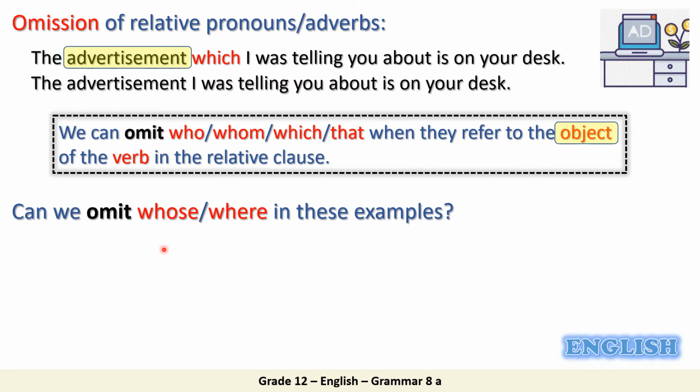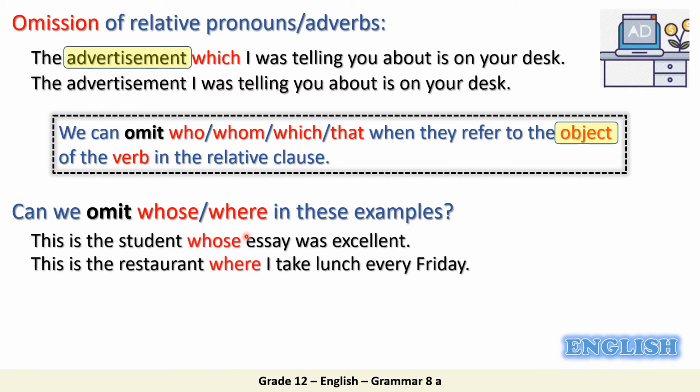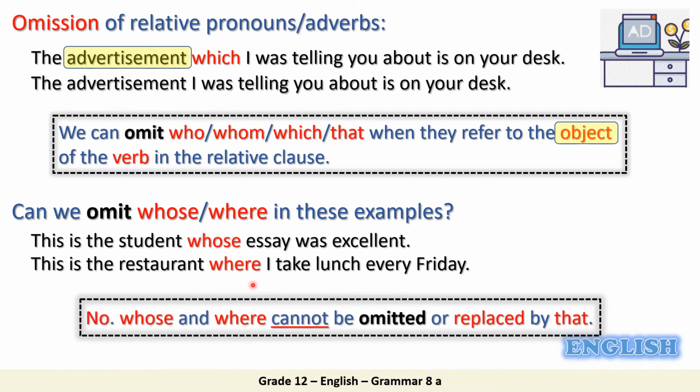Now, can we omit whose and where in these examples? Pause and take your time to think. This is the student whose essay was excellent. This is the restaurant where I take lunch every Friday. Indeed, we cannot omit them. Whose and where cannot be omitted or replaced by that. Okay?